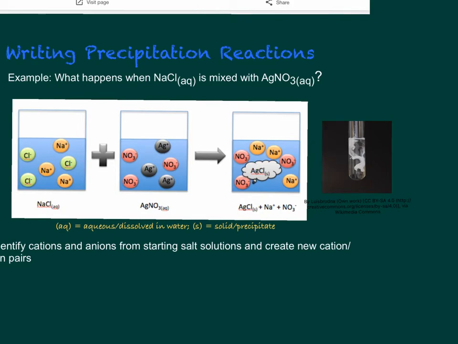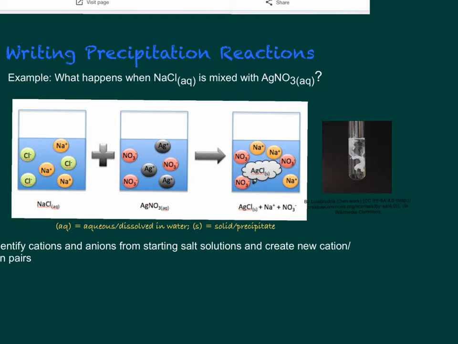Now, what you also see is that you have sodium cations and nitrate anions still present in solution, which you can't see. This white solid is the silver chloride. You can't see the sodium or the nitrate because they're still dissolved in water. They do not interact strongly enough to form a precipitate, so they are just left in solution. And what you'll hear later is that these are called spectator ions because nothing happens to them.